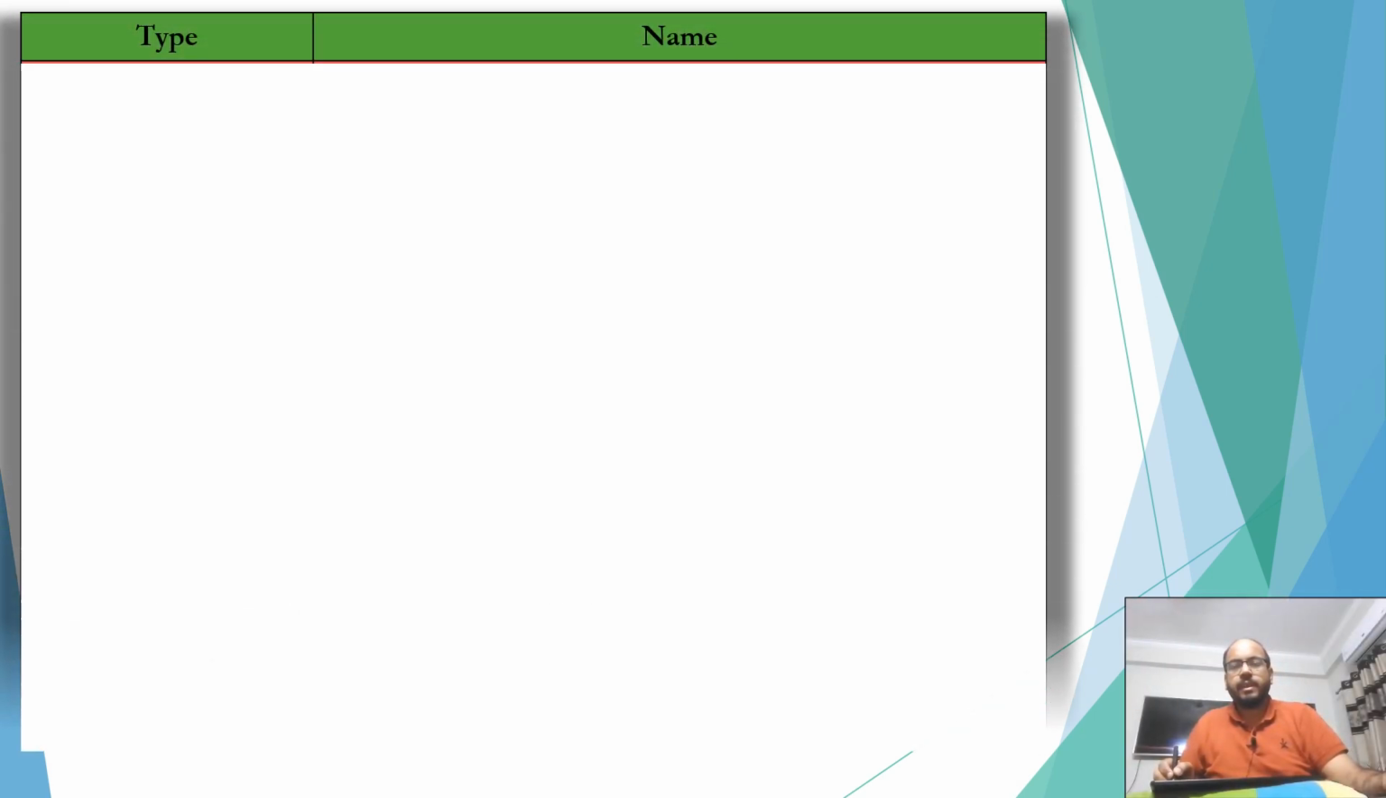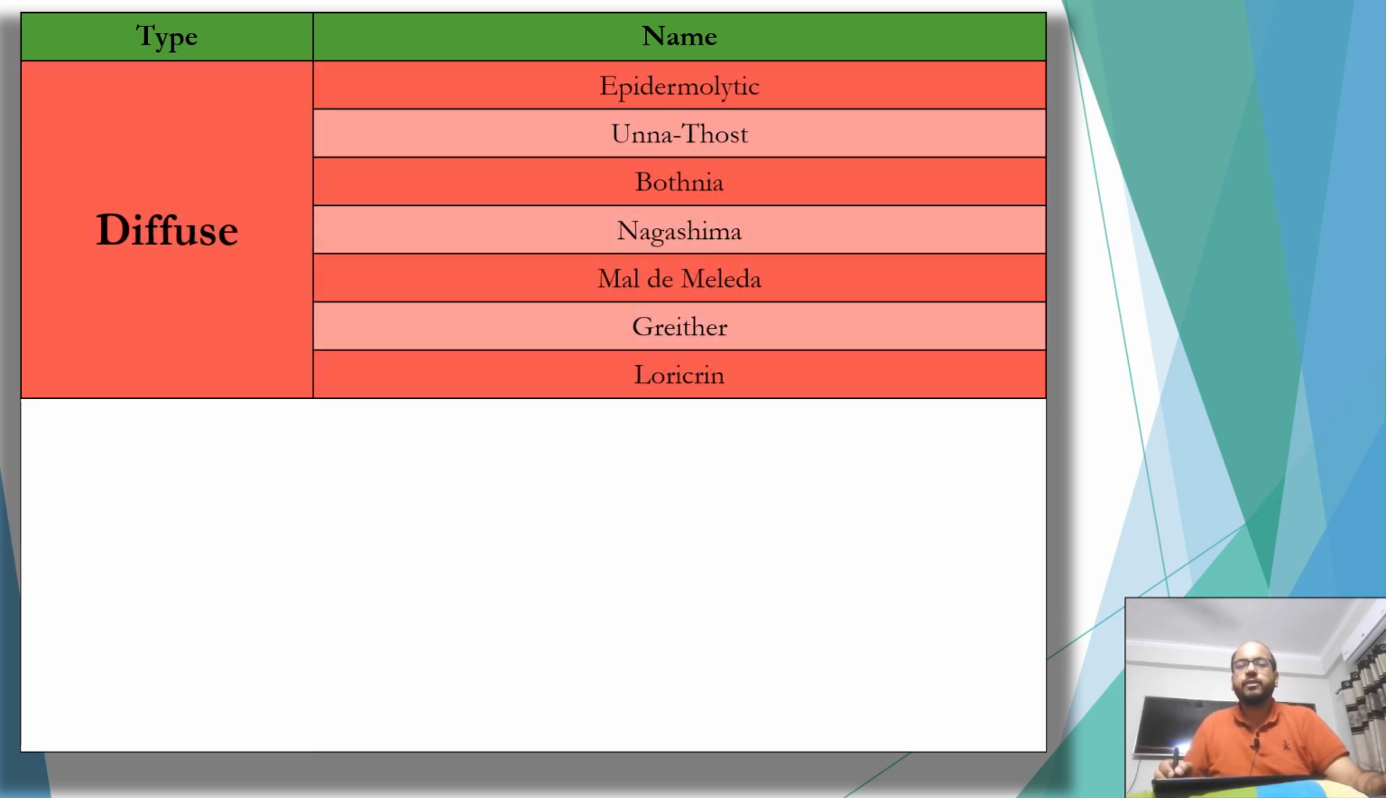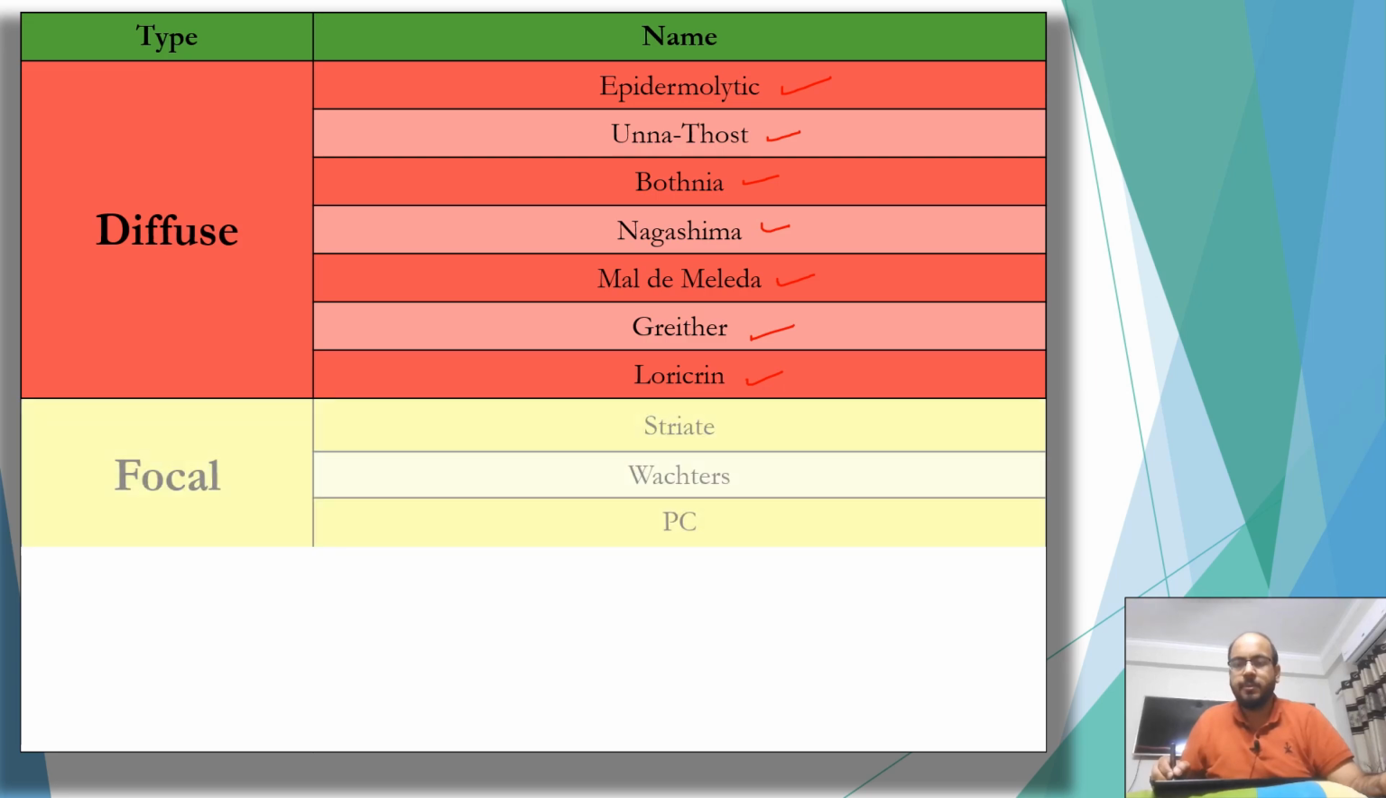Now, in order to understand non-syndromic PPKs better, it is important to differentiate three different morphologies. One is diffuse, that means the entire palms; focal, localized areas; or punctate, pinpoint. Clear? So in diffuse PPKs, you have disorders like epidermolytic PPK, Unna-Thost, Vörner, Bothnia, Nagashima, Mal de Meleda, Greither, and loricrin keratodermas. Okay, these are examples of diffuse keratodermas.